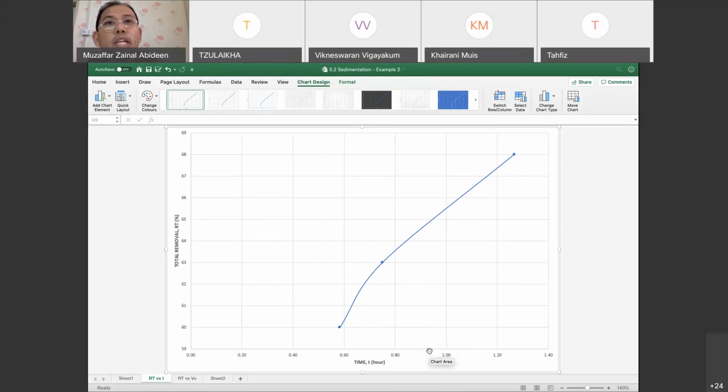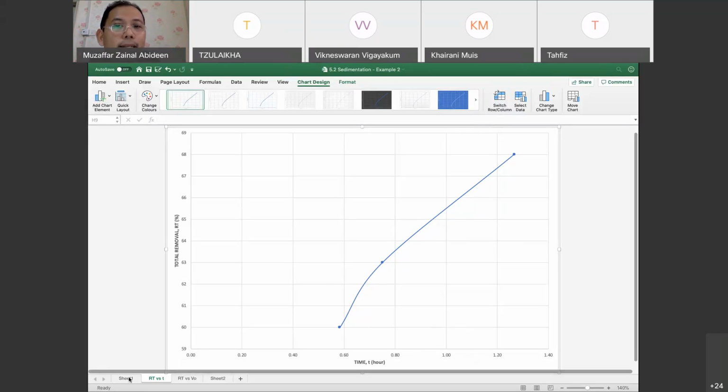Okay. So why do we need to know the time? Once you know the time, that means if you have a sedimentation tank, the water coming from the flocculation tank has got to stay in that sedimentation tank for 0.9 hour, 0.95 hours. Then only it will be able to remove 65% of the particles. That's what it means.